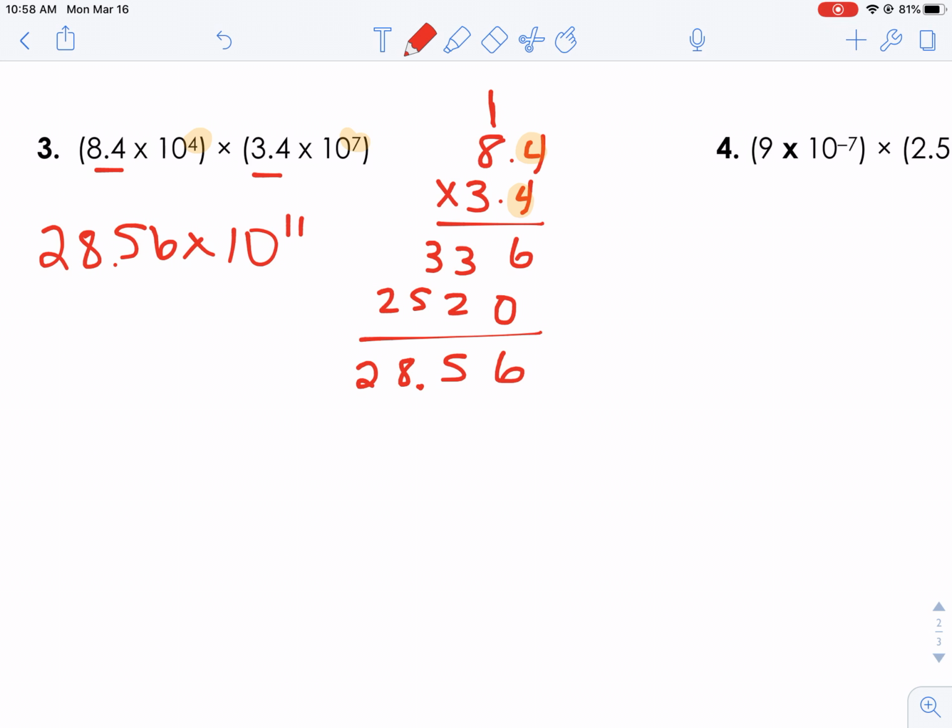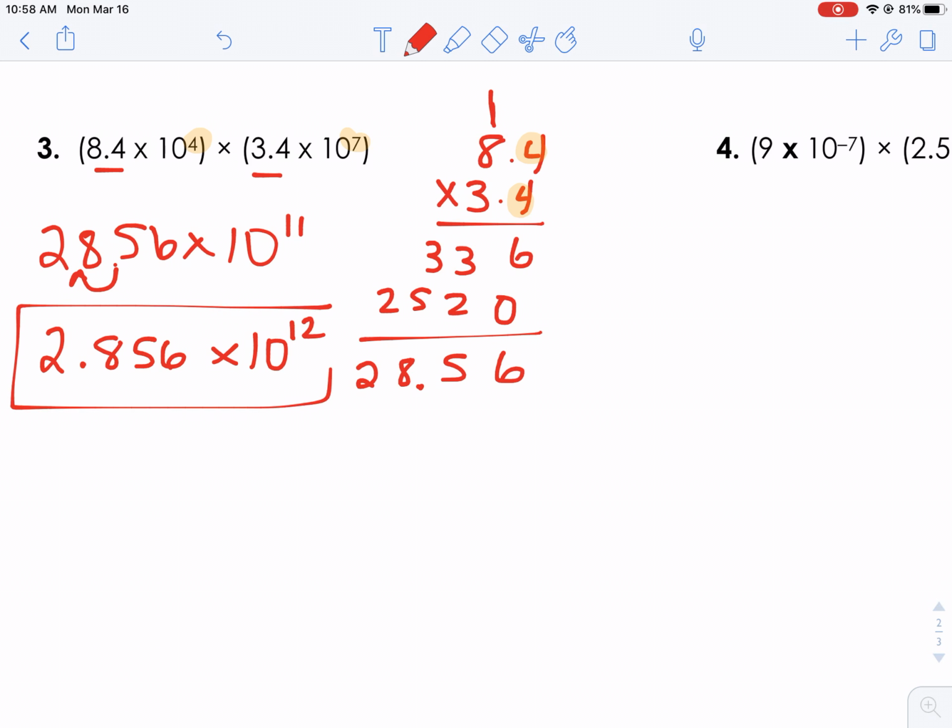And again, this answer is not in scientific notation because our decimal is not in the right spot. So we would need this to be 2.856. Okay, this is making our number smaller by 1 spot, so our exponent has to get bigger by 1, giving us 10 to the 12th.